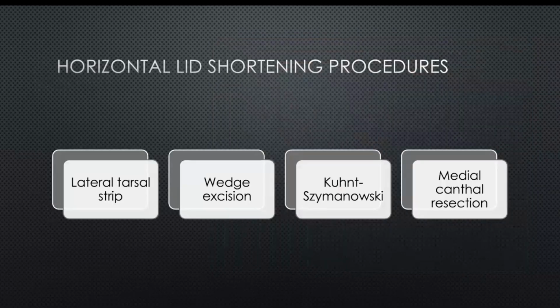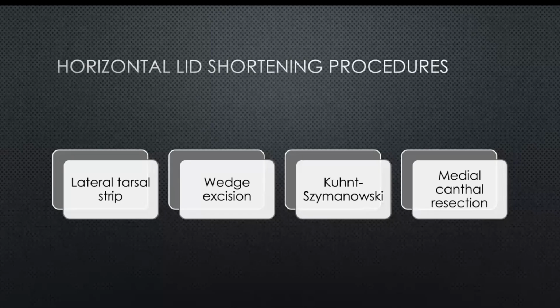So, talking about horizontal lid shortening, the most common thing that you're going to see is a lateral tarsal strip, where you release the lateral canthus and then take a bit off and tie it back down tighter. That's what you're going to see most commonly. A wedge excision is where you actually remove a wedge of your eyelid, and that's usually left for those who have very, very bad laxity, or patients who need an entire wedge excision, or even for those with masses.